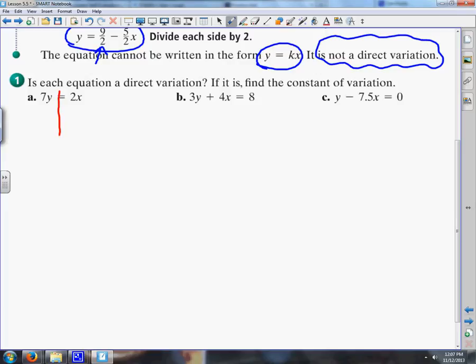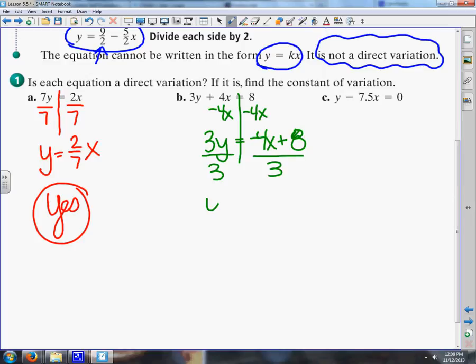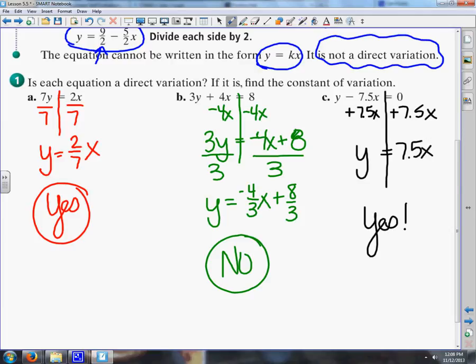Okay, so here I'm going to divide by 7. Then I get y equals 2/7 x. Yes, this is a direct variation. Here I'm going to minus 4x, so then I get 3y equals negative 4x plus 8. Then I divide by 3, so y equals negative 4/3 x plus 8 over 3. No, this is not a direct variation. And then this one, I am going to add 7.5x to both sides. So then you get y equals 7.5x. Yes, this is a direct variation.